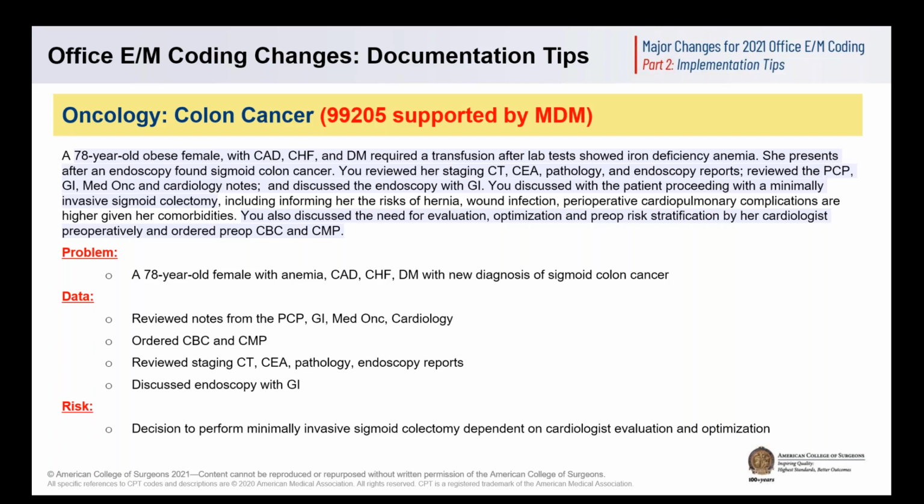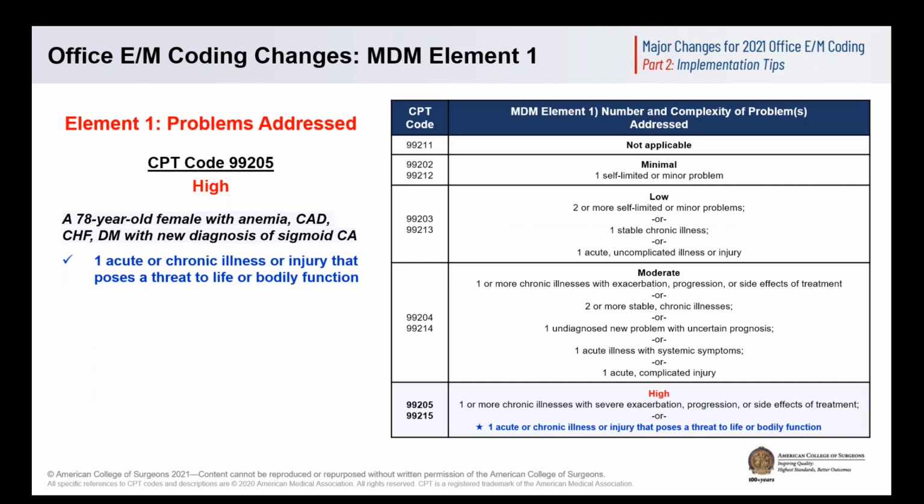So again, you have your problem of the colon cancer. You have some additional data review in this example than in our prior example. And then the bigger thing with this example is the level of risk. Next slide. So again, in level 1, we now have an acute or chronic illness that poses a threat to life or bodily function. This is a patient who has coronary artery disease and CHF, where anemia can be significantly limiting or can have significant exacerbation of these comorbidities. Next slide.